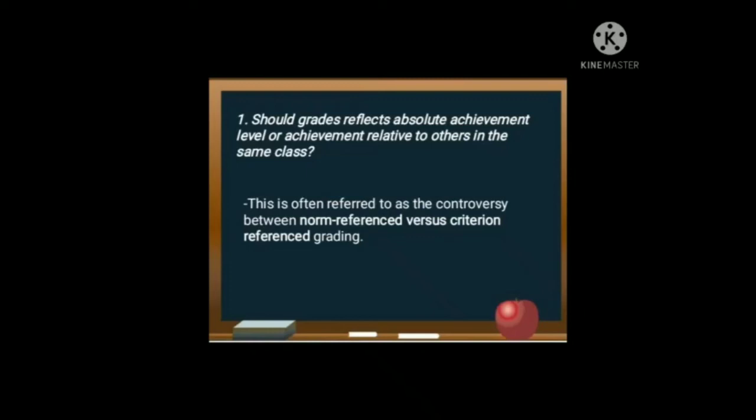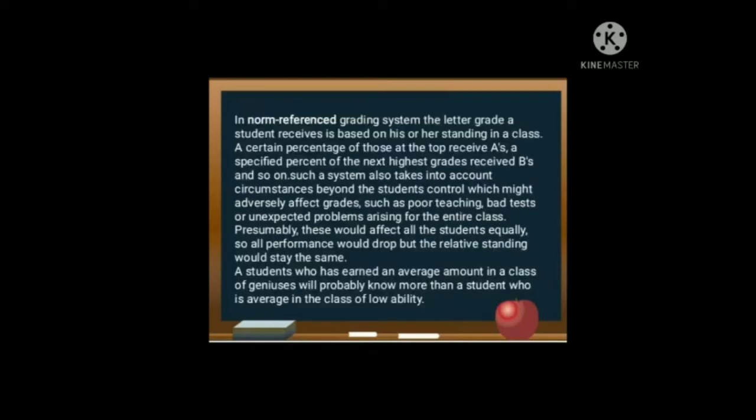First, should grades reflect absolute achievement level or achievement relative to others in the same class? This is often referred to as the controversy between norm reference versus criterion reference grading. In a norm reference grading system, the letter grade a student receives is based on his or her standing in the class. A certain percentage of those at the top receive A's, a specified percent of the next highest receive B's, and so on.